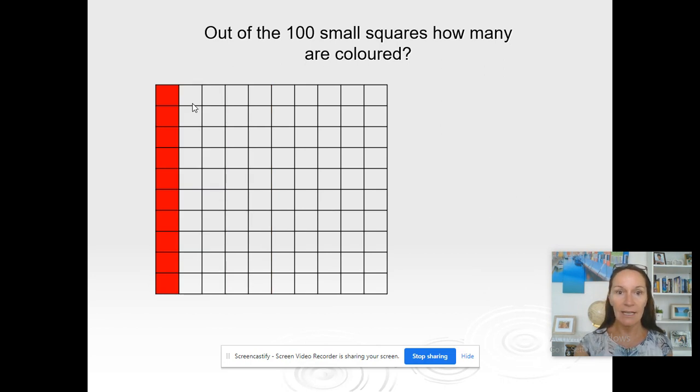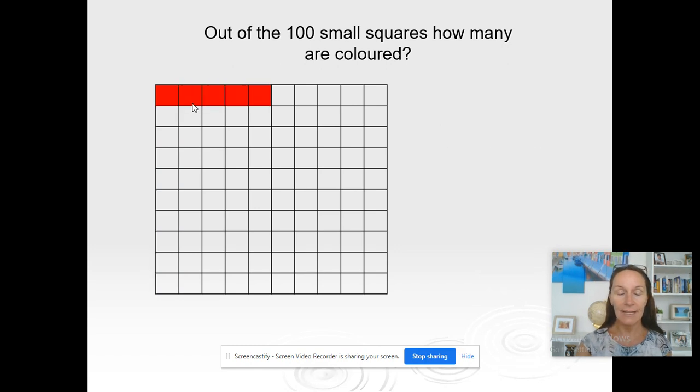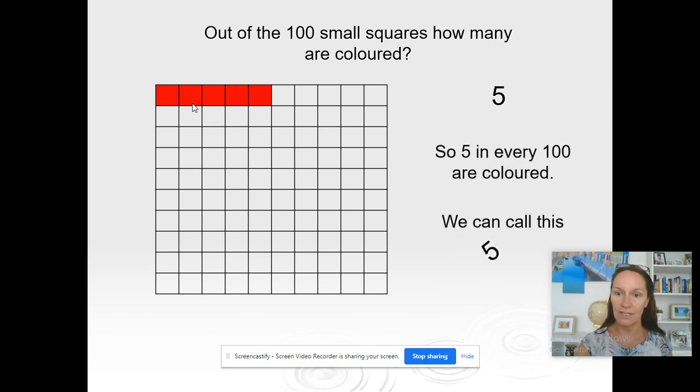Here you can see out of 100 small squares, 10 are coloured. So for every 100, 10 in every 100 are coloured. You call that 10%. And we can go on going through all of the coloured squares. Here we've got 5. Out of 100 squares, 5 are coloured. So 5 in every 100 we call 5%.